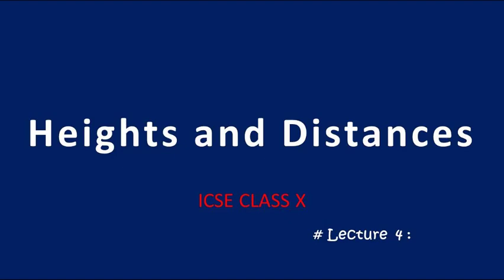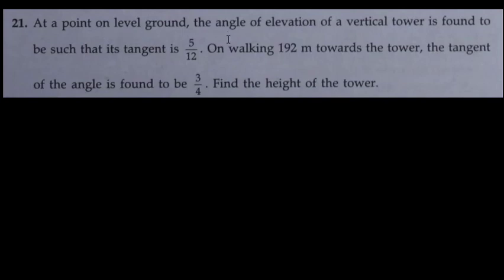Hello everyone. Now let us see this question number 21. At a point on level ground, the angle of elevation of the vertical tower is found to be such that its tangent is 5 divided by 12. So let us draw a horizontal ground with a vertical tower.